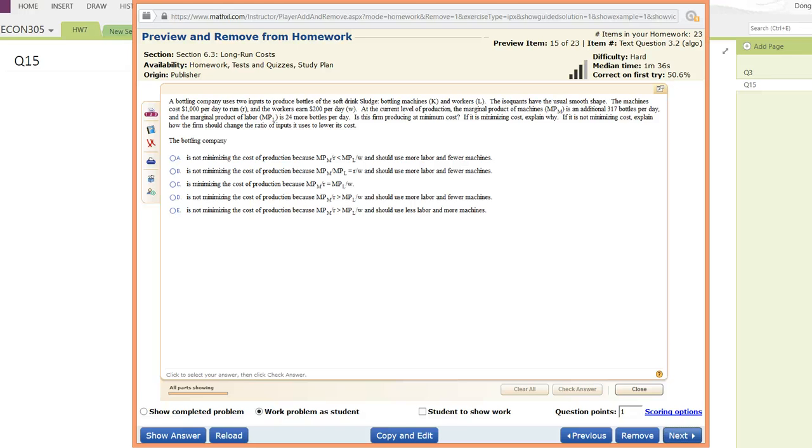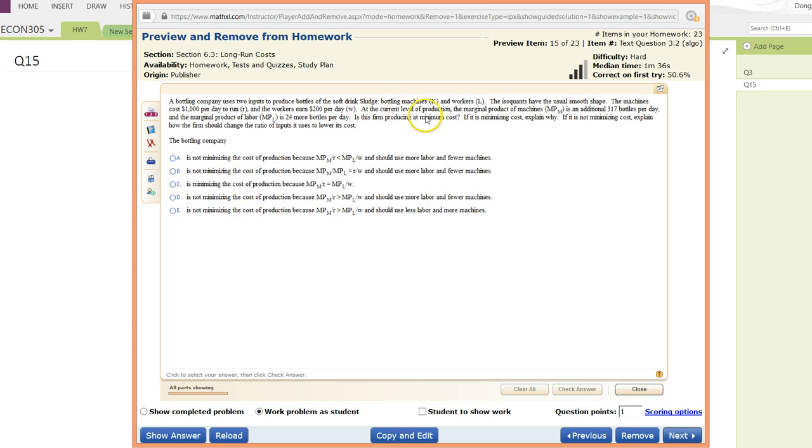This is question number 15 of homework 7 for chapter 6. A bottling company uses two inputs to produce bottles of the soft drink sludge, bottling machines K and workers L. The isoquants have the usual smooth shape. The machines cost $1,000 per day to run, so that's the price of the machine, and the workers earn $200 per day, and that's the price of the workers' wage W.